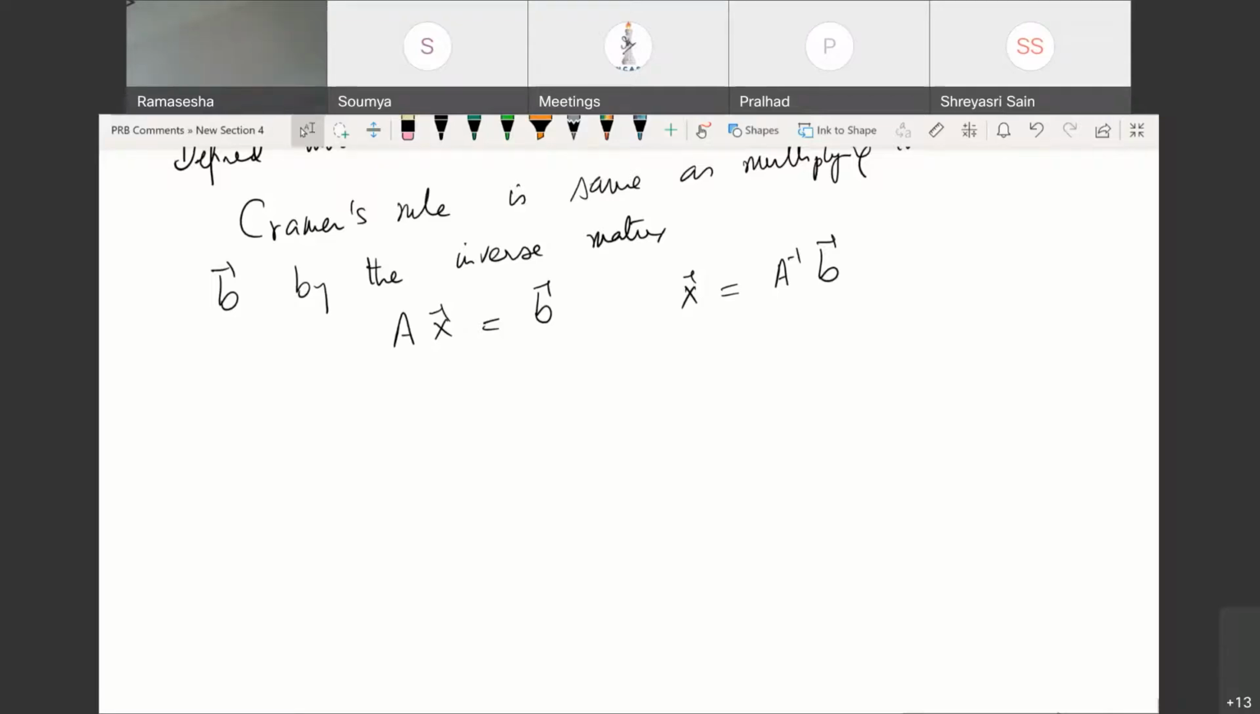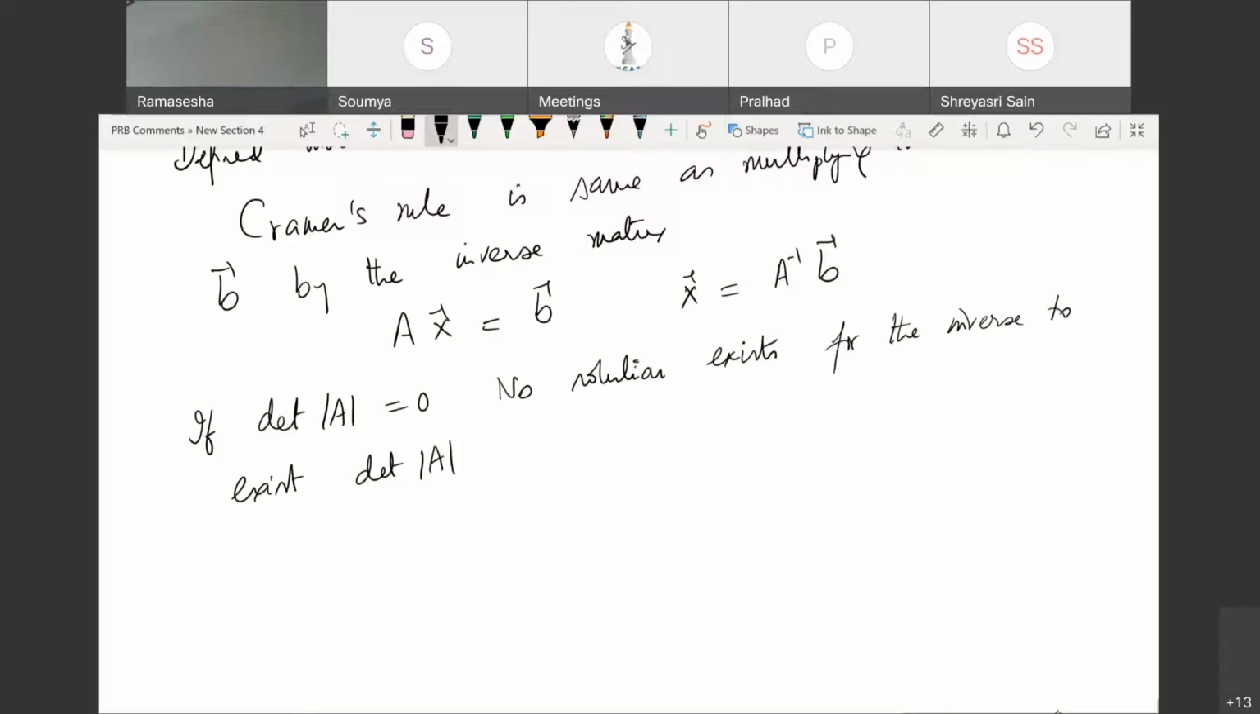Now the point is the following. If determinant A is equal to 0, no solution exists. Okay, so that means for the inverse to exist, determinant A should be non-zero, or the matrix A should be non-singular.